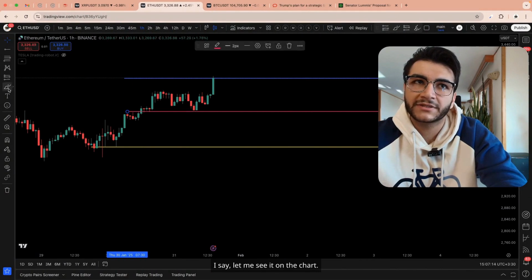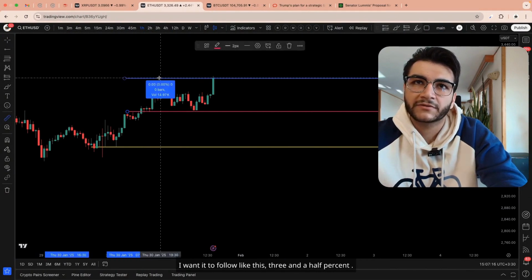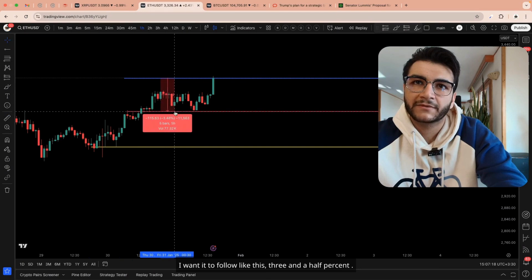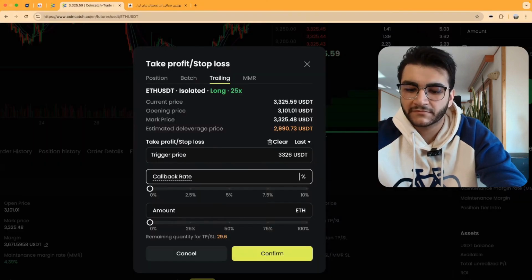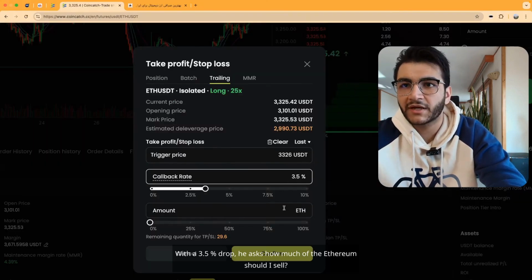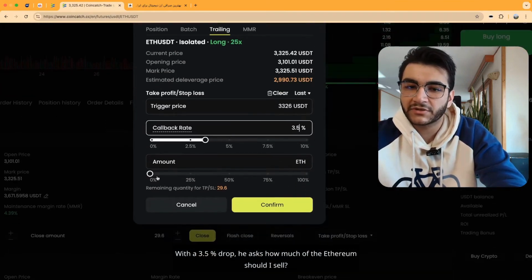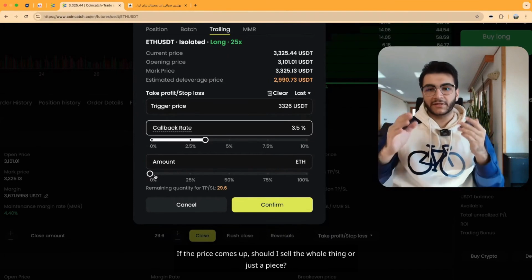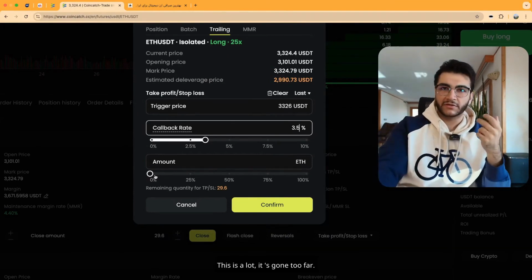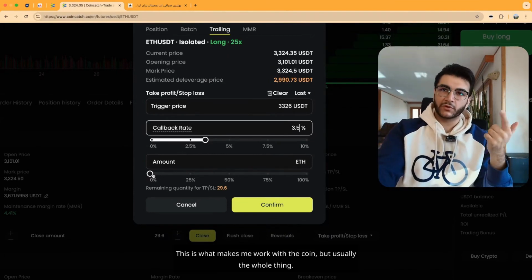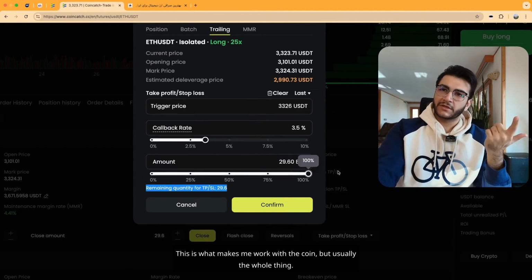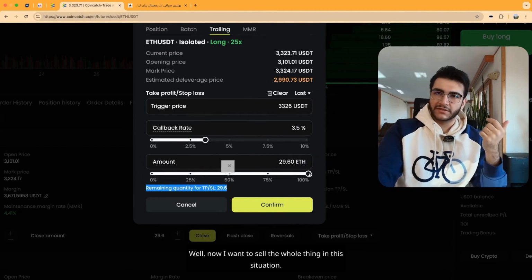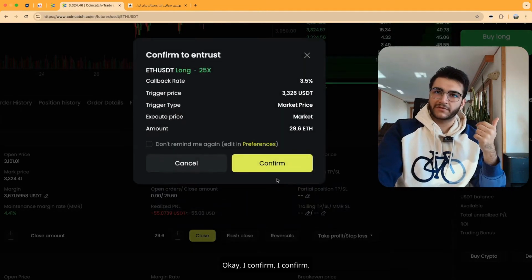I want it to follow like this, 3.5%. With a 3.5% drop, it asks how much of the Ethereum I should sell. If the price comes up, should I sell the whole thing or just a piece? Usually the whole thing, so now I want to sell the whole thing in this situation. Okay, I confirm.